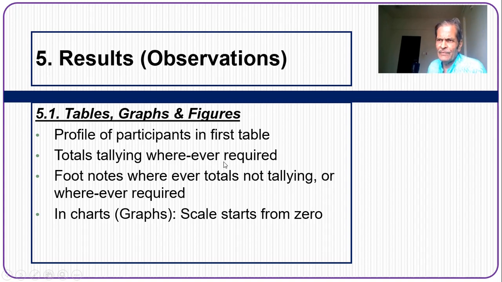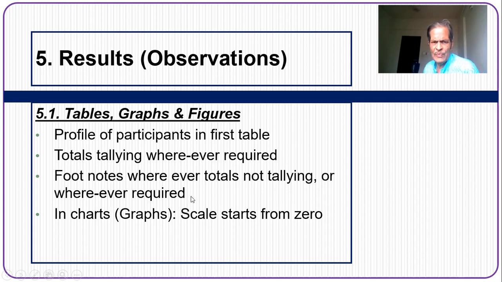Like for example, if the total of the males and females is 100 and if the total in the age distribution is 98, that means in at least 2 persons the age was not recorded correctly. It was not recorded at all, and the author has got the information about the 98 individuals only. So in 2 individuals the information about the age is not available. So that inference we can draw. So the totals must tally wherever required.